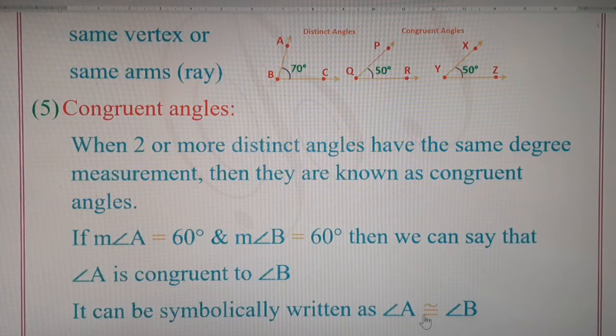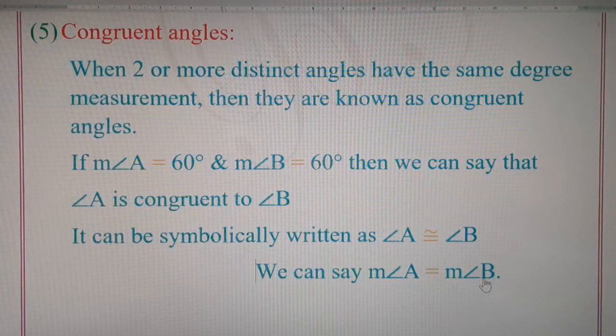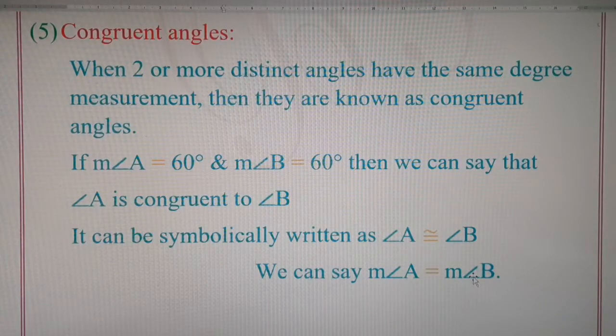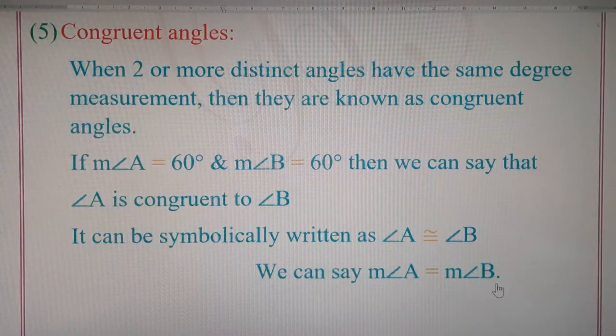It means angle A and angle B have the same measurement, their measures are equal, so we can say the angles are congruent. When two angles have the same degree measurement, we can say the two angles are congruent. That means their measurements are equal. That means measure angle A is equal to measure angle B. So here angle A is congruent to angle B. That means their measures will be equal. And when angles are congruent, their measures will be equal. Congruent angles have the same degree measurement.